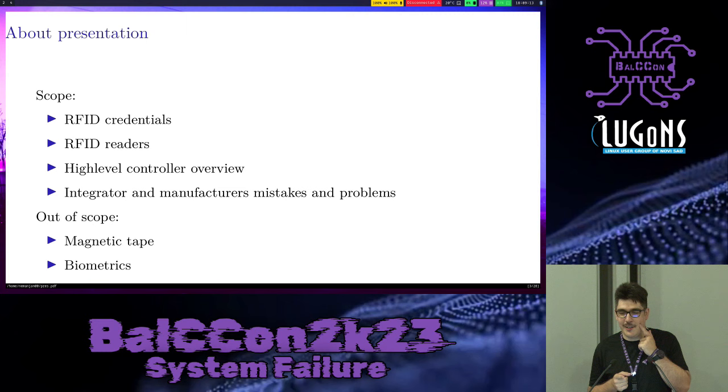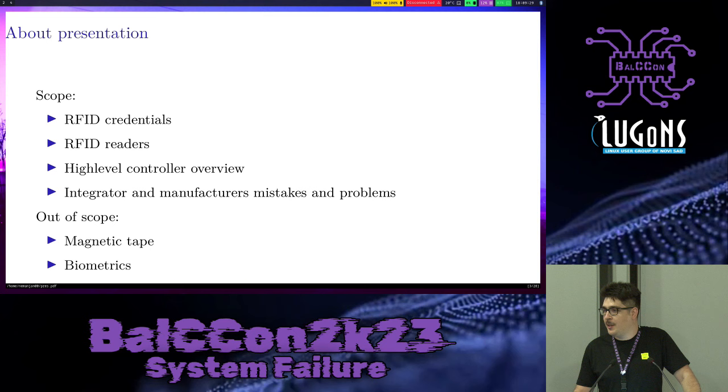I'll be talking about RFID credentials, RFID readers, WIGAND, which is the protocol that is used for communication between reader and controller, and a high-level controller overview, since they are all a lot different from each other because of proprietary implementations. And I'll be talking about integrator and manufacturer mistakes and why they don't give a fuck about security.